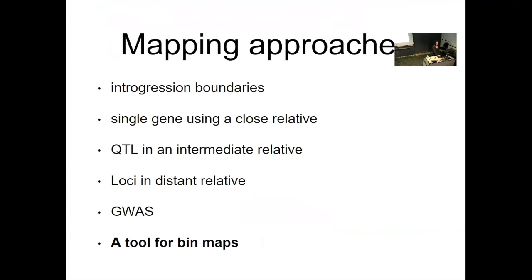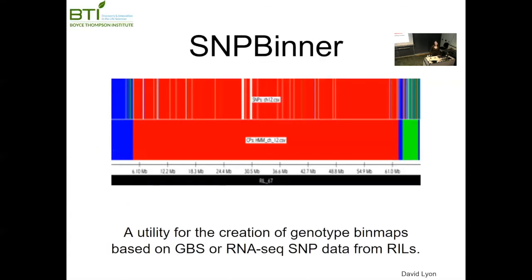And the last thing I wanted to talk about briefly is a little bit of advertising for one of our group members. So he wrote this program called SnipBinner, and this is useful for the creation of bin maps. So if you have GBS data or RNA-seq data, and you generate a lot of SNPs, oftentimes that can be a bit too much information. So bin maps are a way of sort of reducing the complexity of that data.